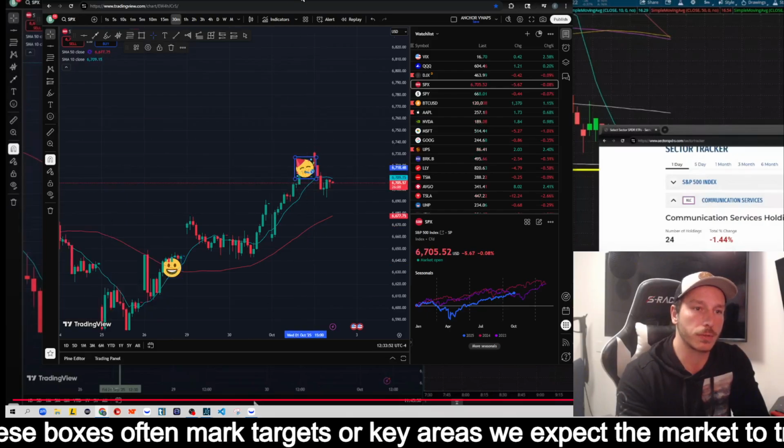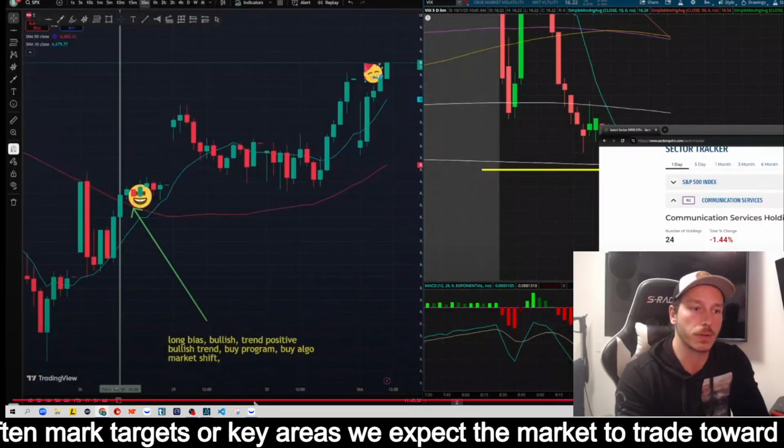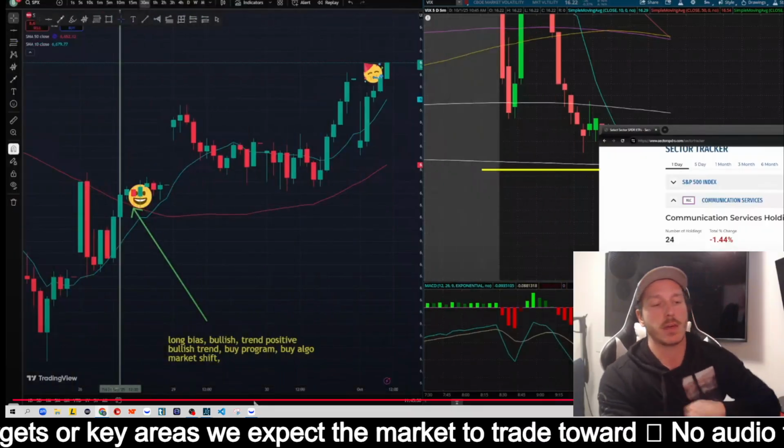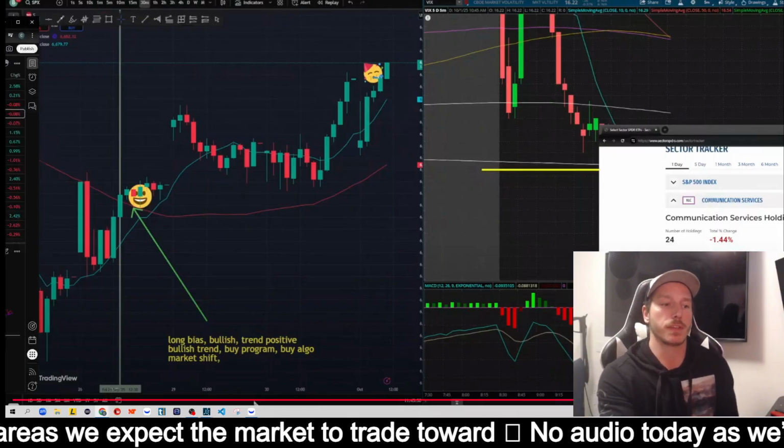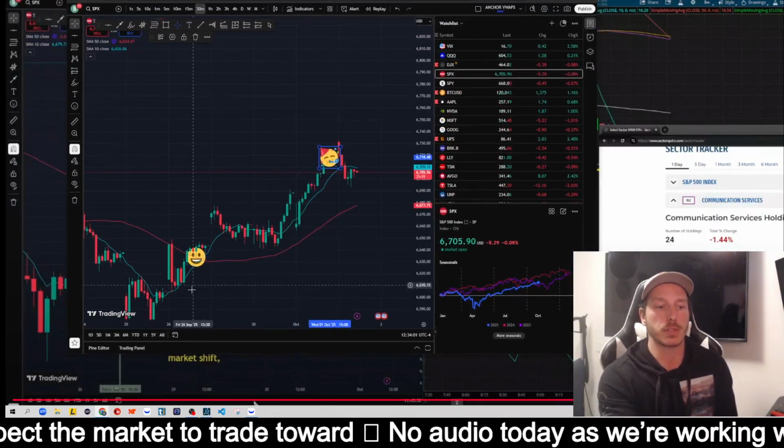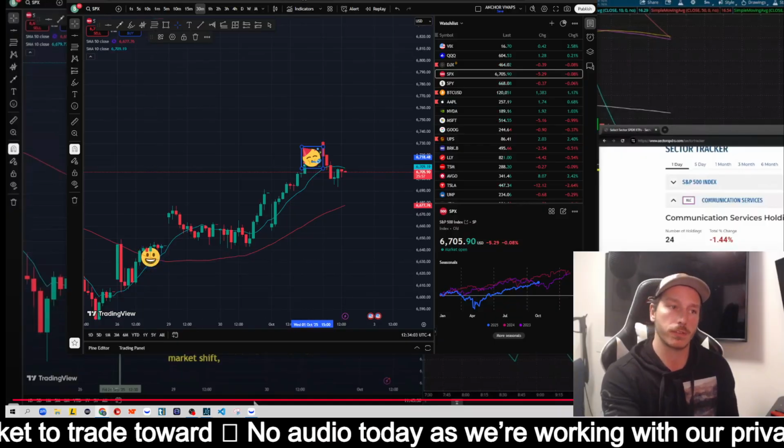So again, that's what we were talking about in yesterday's stream, that the market is still in a buy signal, that once the market transitioned over the 50 SMA back there, that's when you're supposed to be bullish and long bias, which is the smiley face, etc.